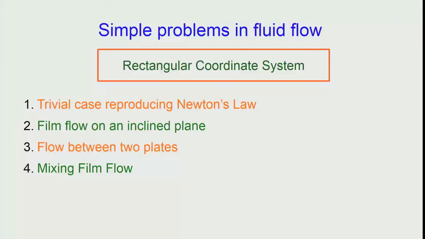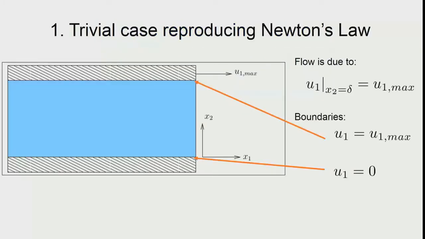We will be sticking to the rectangular coordinate system in this session. So, the cases that we are looking at are as follows. We will take a very trivial case where we will get Newton's law back, which we have put in at the stage where the constitutive equation is required, and we will then take a couple of problems which are very popular in the metallurgical and materials curricula, namely the film flow on inclined plane, flow between two plates, and the mixing film flow. So, here is the first case.